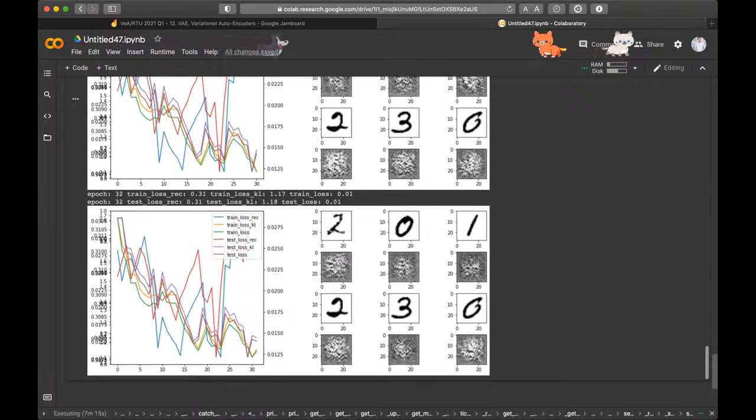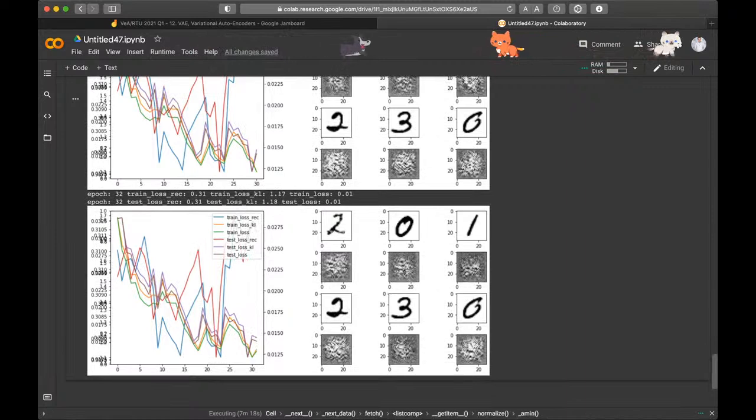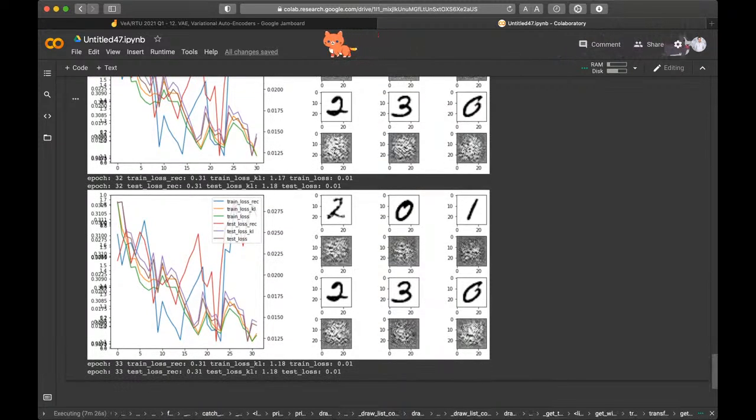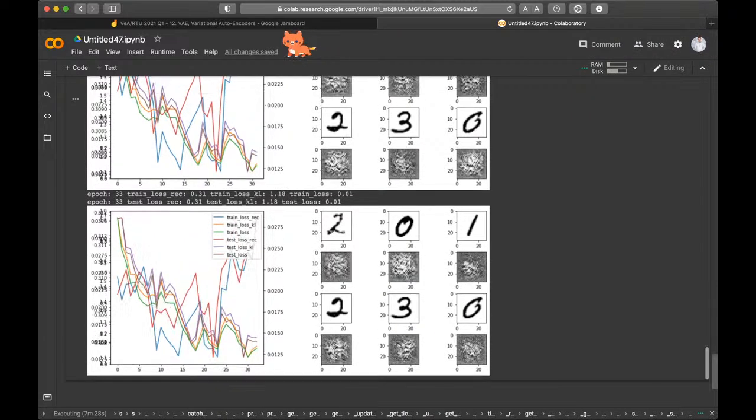So the reconstruction loss is a little bit higher now. It basically means that if the reconstruction loss is higher, then the Z vectors are more similar to each other. There's not enough information to reconstruct something. Maybe that's a good sign.